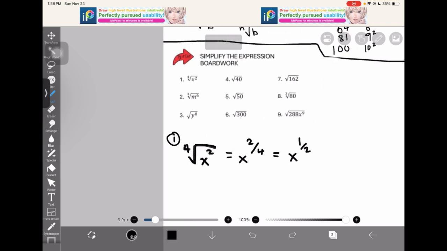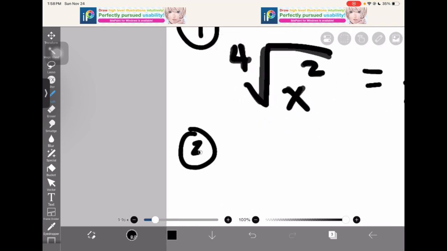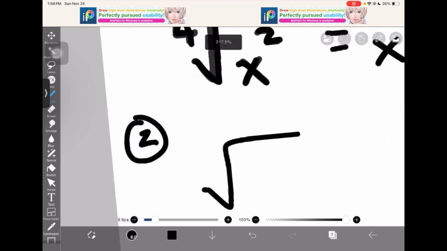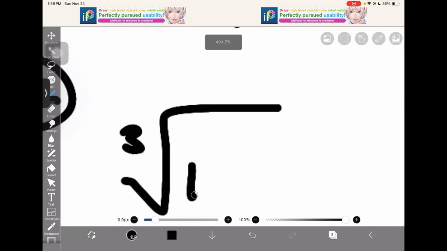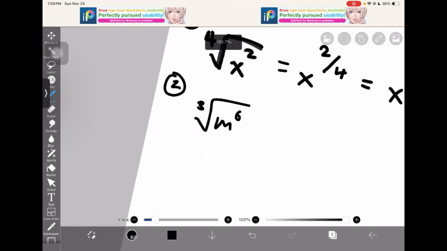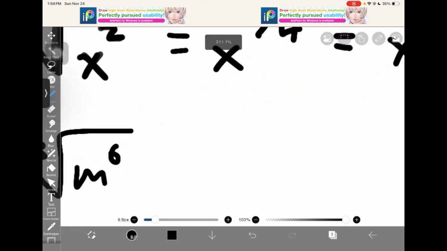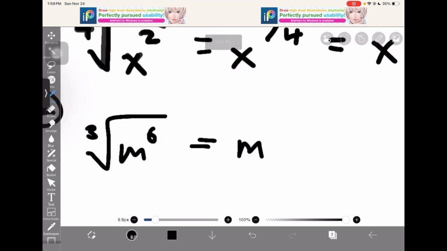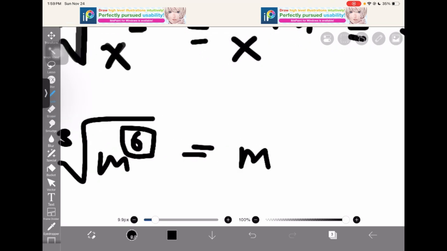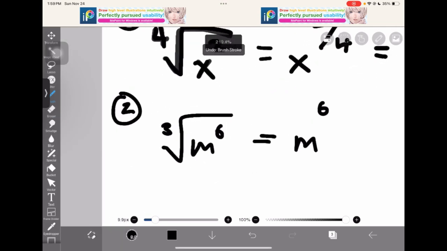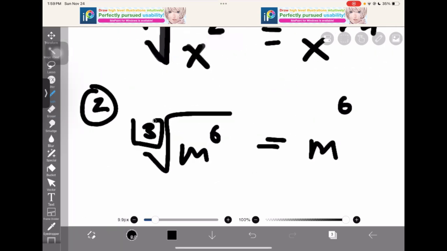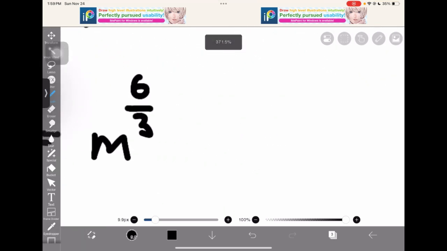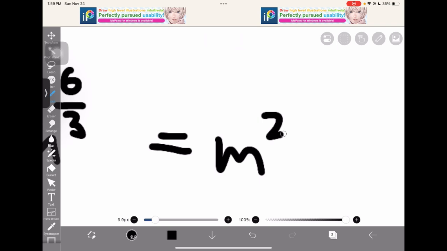Let's try that again, because number 2 is actually the similar case. So it's going to be 3 cube root of m to the 6th. Let's do this again. First, we want to take out the radical, so just draw m. Then take the number here and put it in the numerator. Then put this number, which is 3, in the denominator. M equals 6 over 3, or by simplifying, it's m squared.